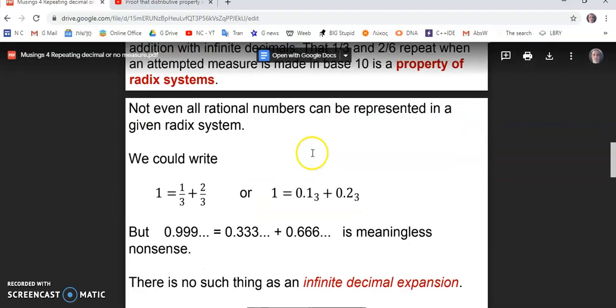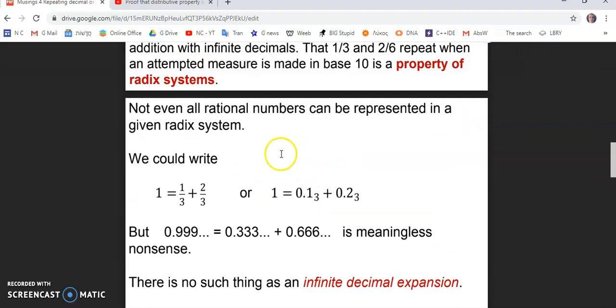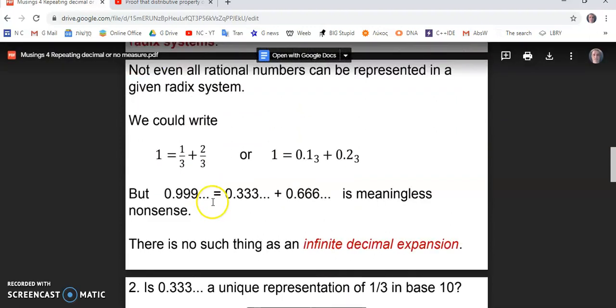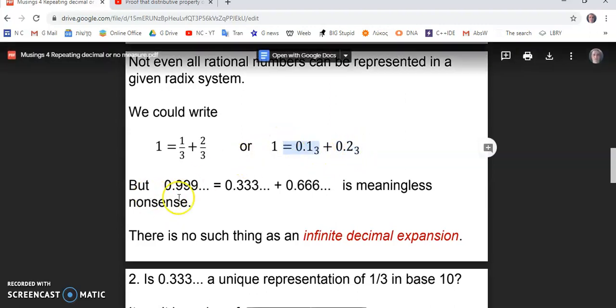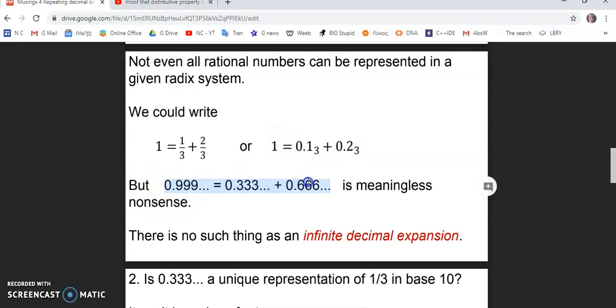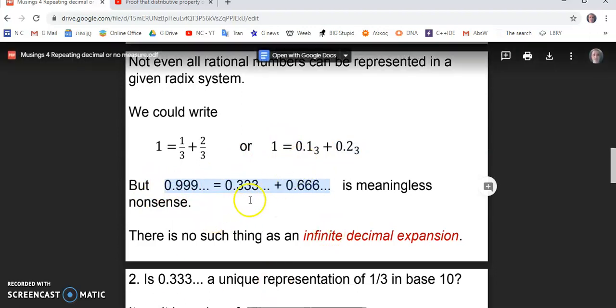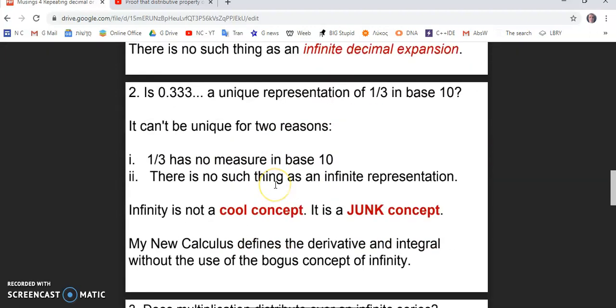But it can be measured in many other radix systems, and I'm about to give you an example. So we could write 1 is equal to 1/3 plus 2/3, or 1 is equal to 0.1 plus 0.2 in base 3, okay? And that will give us 1. But this is nonsense, okay? Because there is no such thing as an infinite decimal expansion.